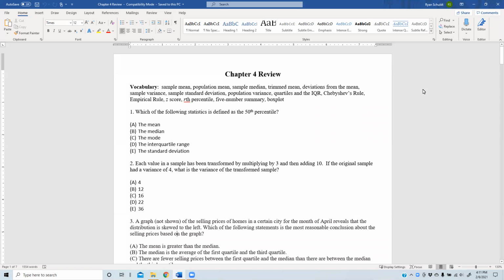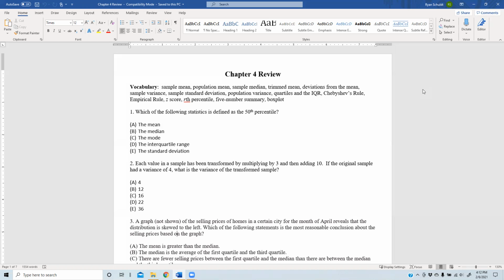Okay, so we are doing the Chapter 4 review. So without further ado, let's jump into it and see what we can get done. So of course, we have our vocab words. This is our first unit that really is heavy on the calculations. So make sure you know what each of these words mean.